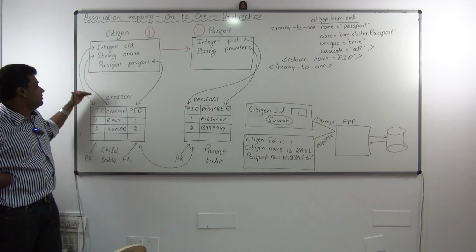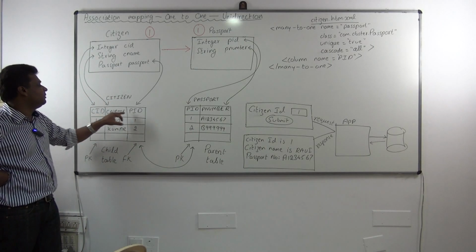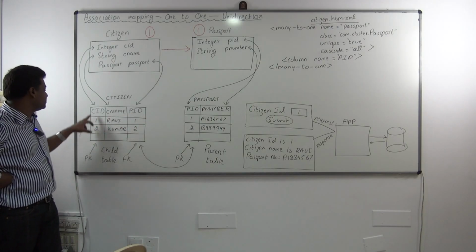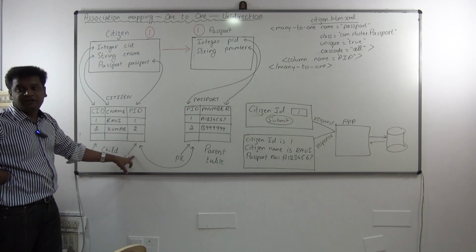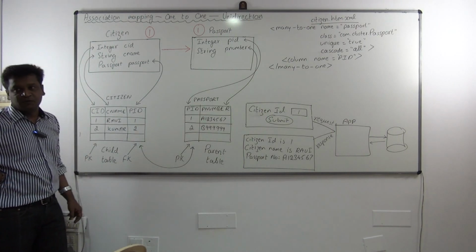Next, we have the citizen table. In the citizen table we have three columns: CID, CNAME and PID. CID is the primary key column and PID is the foreign key column. This foreign key references the PID column of passport.